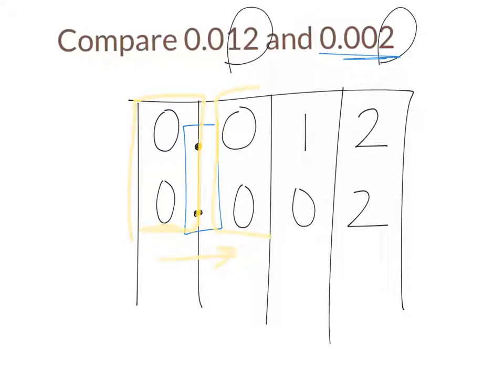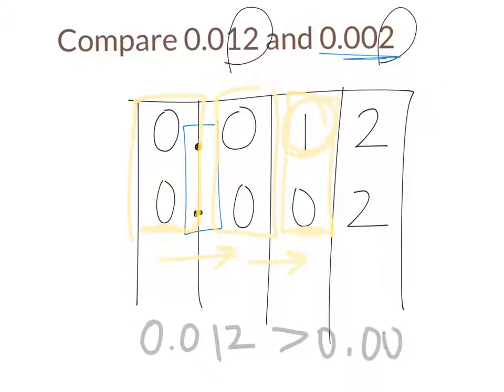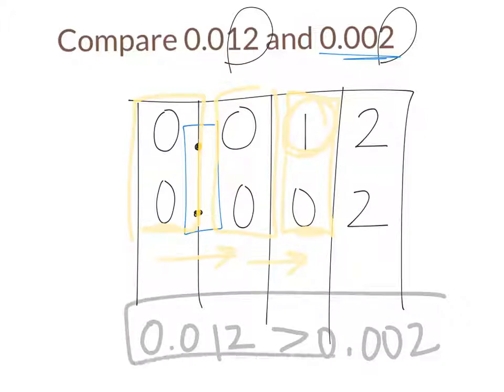What place value is this? Tenths. They're the same, so we need to move on. What place value is this? Hundredths. Are they the same? No. We have 1 hundredth in this number, but 0 hundredths in this number. So which one's bigger, 1 hundredth or 0 hundredths? Yeah, so therefore we can conclude that 0.012 is greater than 0.002. And we can make it so that the alligator's mouth is pointing at the bigger number. And this is how you would write your answer.